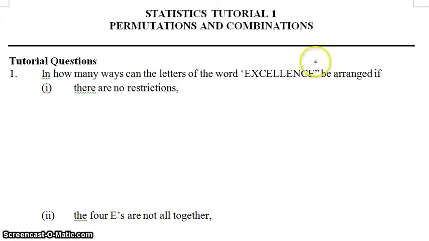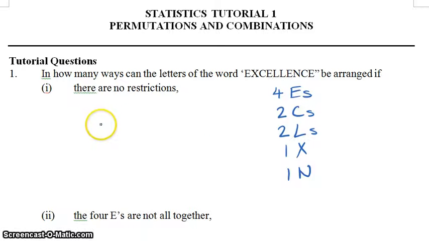Well, firstly, let's count what we have. We've got 10 letters in the word excellence. Of those 10 letters, there are 4 E's, 2 C's, 2 L's, and 1 X and 1 N. How many ways are there to arrange this word?